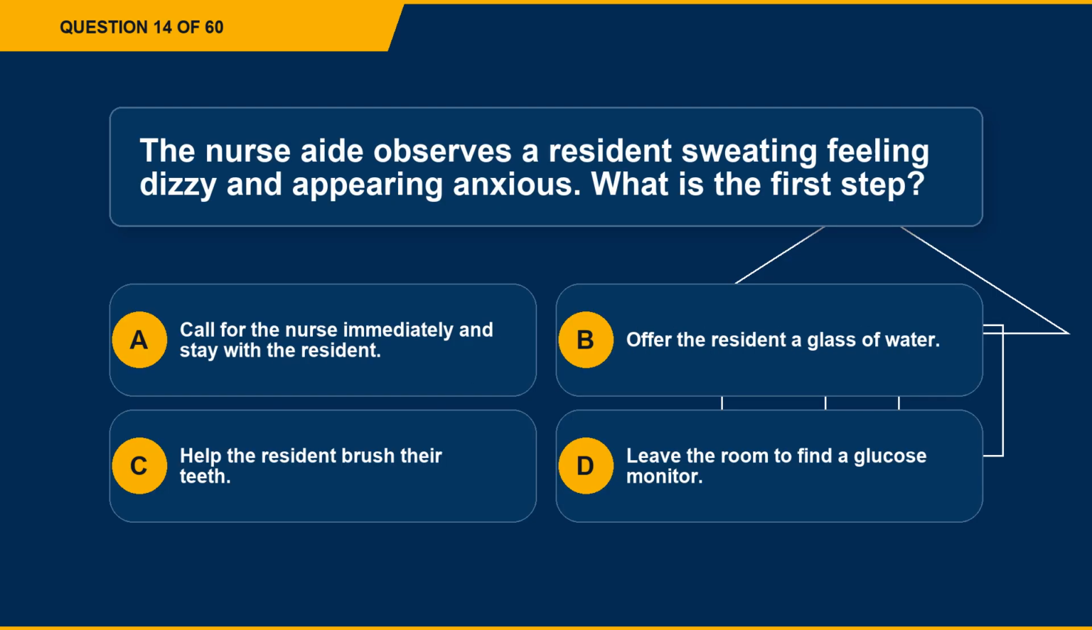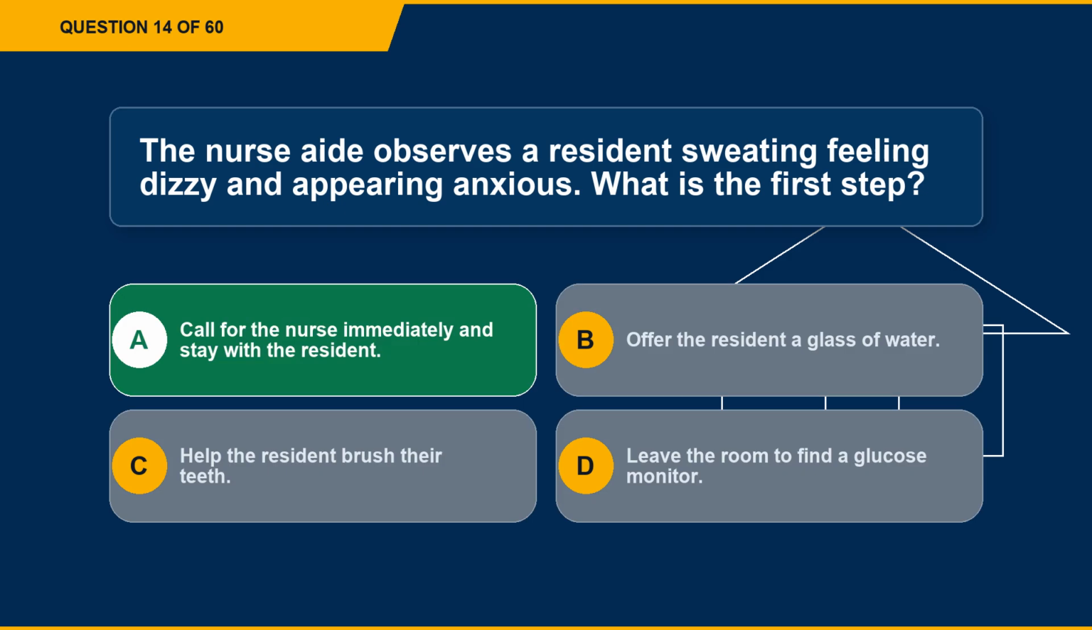Question 14. The nurse aide observes a resident sweating, feeling dizzy and appearing anxious. What is the first step? Option A. Call for the nurse immediately and stay with the resident. Option B. Offer the resident a glass of water. Option C. Help the resident brush their teeth. Option D. Leave the room to find a glucose monitor.